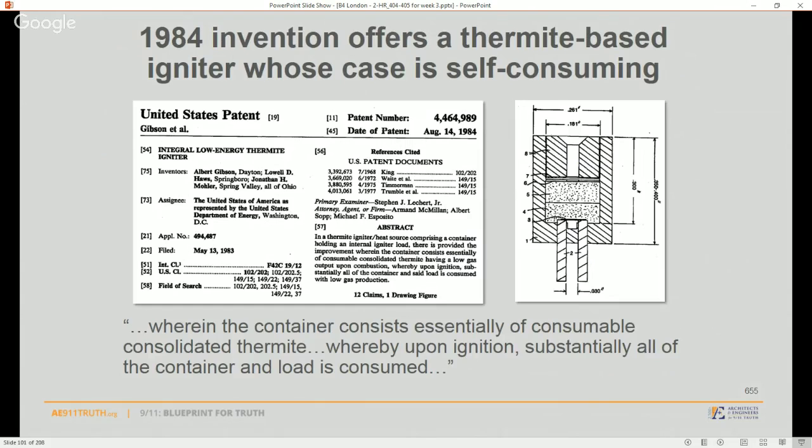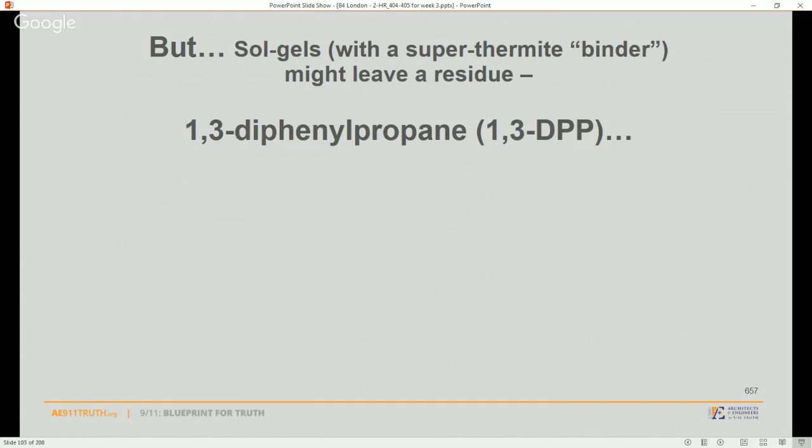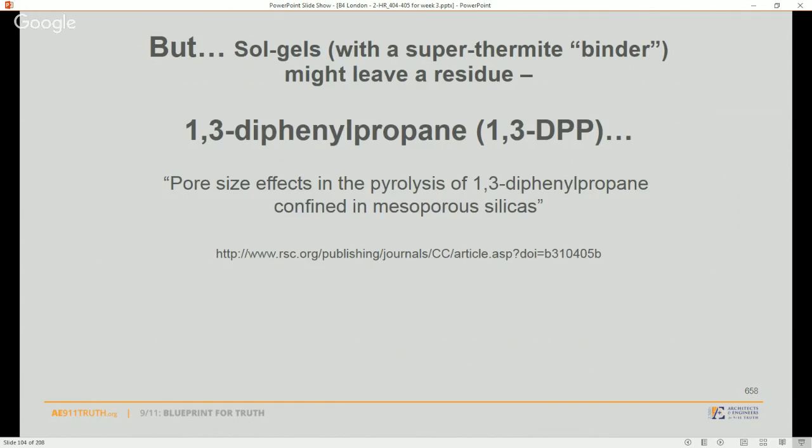In fact, there are patented devices which use consolidated thermite as the casing for destructive devices, and in this case, an igniter. But the entire casing is consumed in the use of this material. All that's left behind is a pool of molten iron, which we've documented at the World Trade Center. Sol gels, if they were used, would leave a residue also, 1,3-diphenyl propane. Well, what about this? This is very, very unusual.